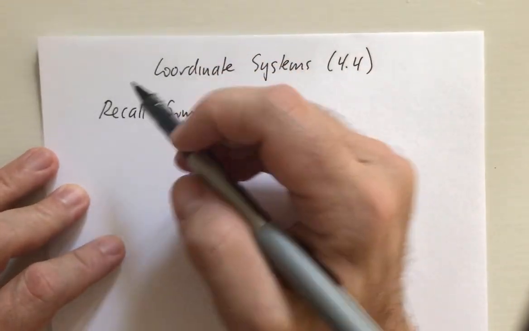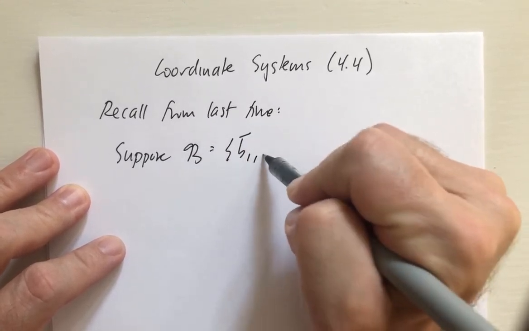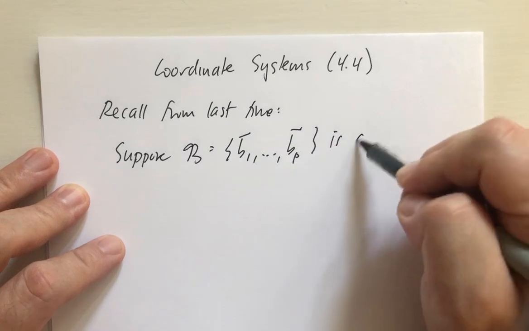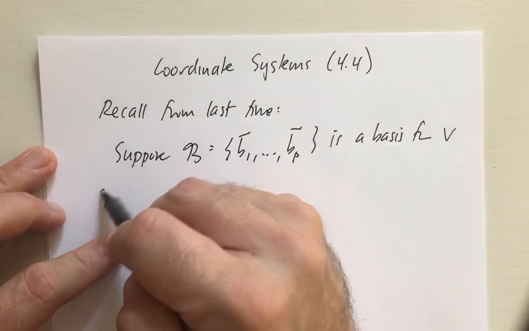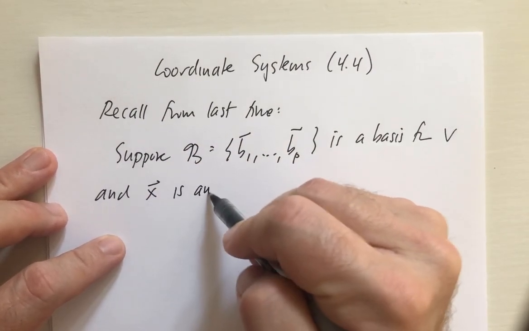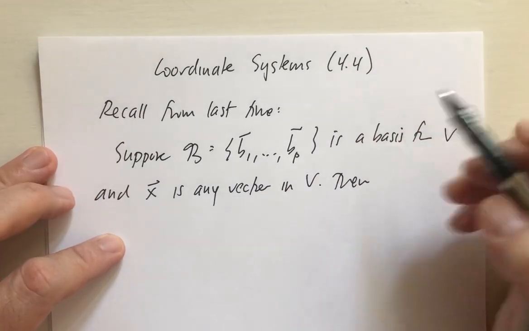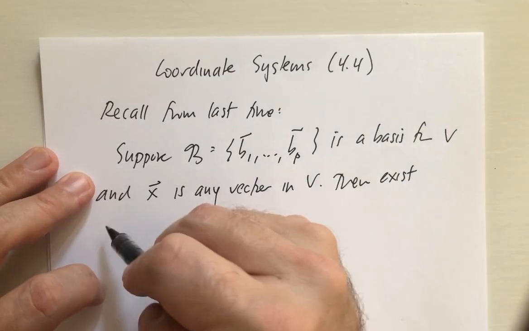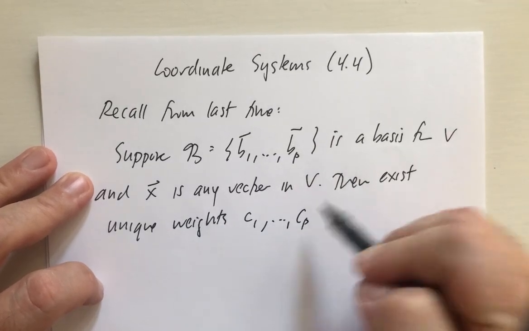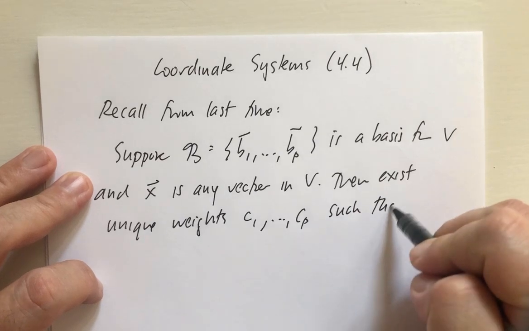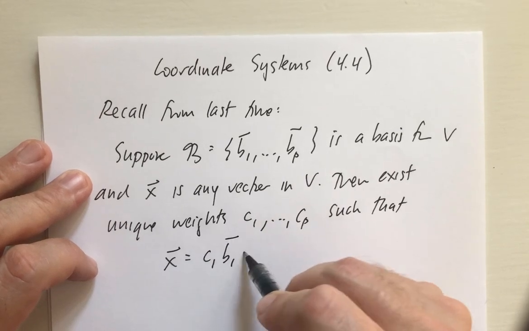from last lecture, suppose B, let's say, B1 through BP is a basis for, let's say, a vector space V, and X is any vector in V. Then there exist unique weights, let's call them C1 through CP, such that I can write that vector X as a linear combination of the B's with those weights. So C1 B1, then C2 B2.